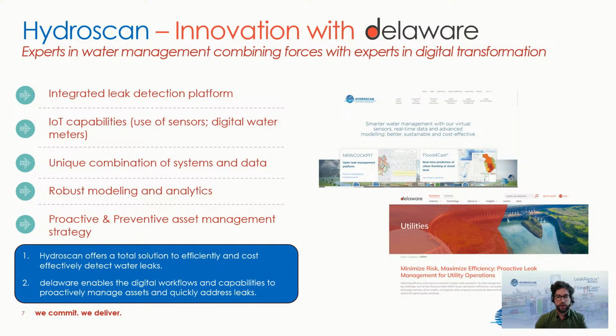So this creates a unique combination of systems and data that we apply at clients, making robust modeling and analytics possible at every scale, from the small water companies to very big water companies. And as leak management is also actually operational asset management, big leaking systems need asset management to reduce the leakage. So this system is really proactive and preventive asset management on water supply systems.